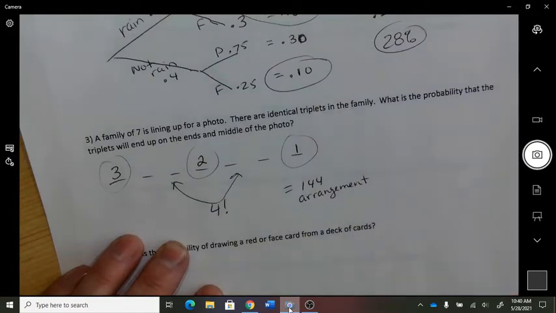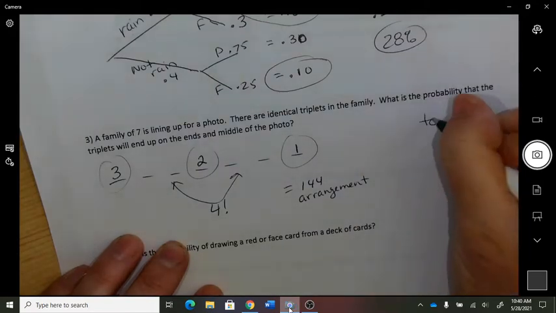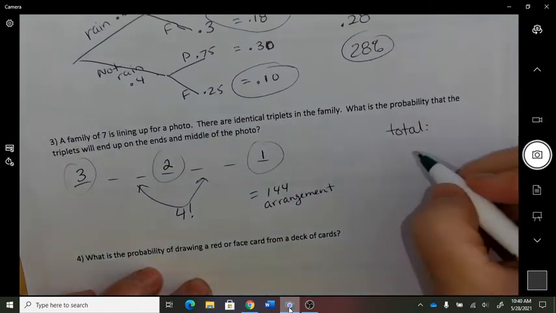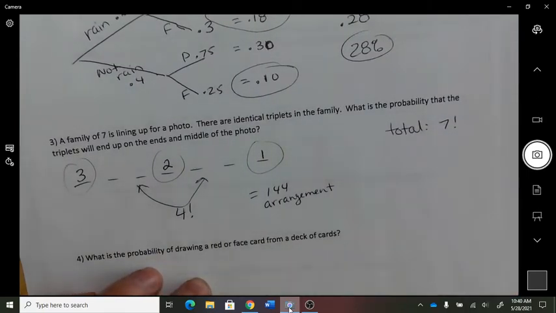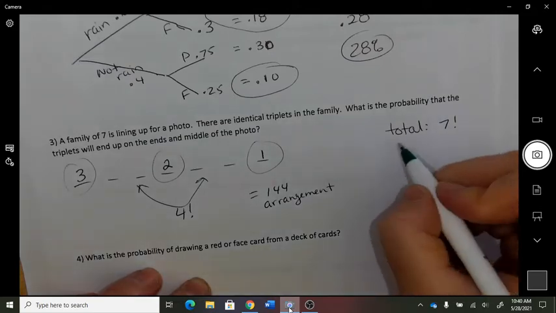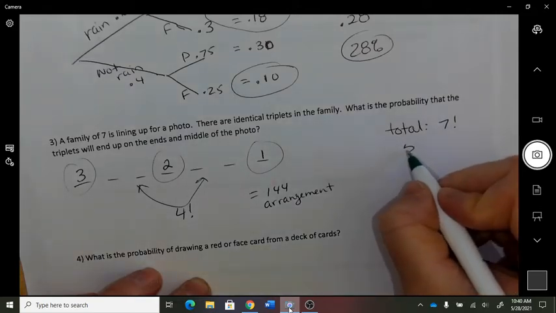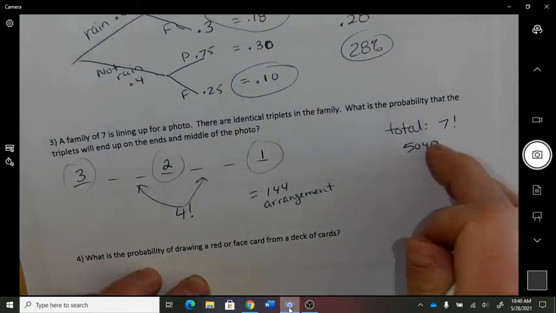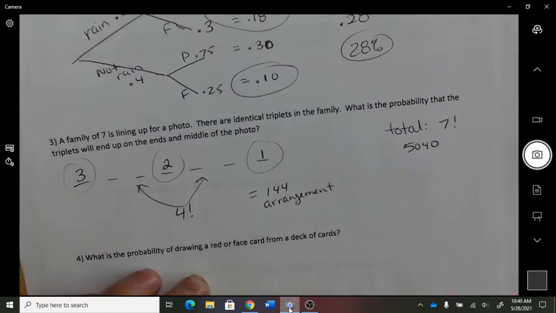What are the total arrangements? So if I had no restrictions, what are the total arrangements that could have happened? 7 factorial. Okay, so that ends up being 5,040 arrangements that are possible. So what's the probability of all the possible arrangements that my arrangement is going to happen?